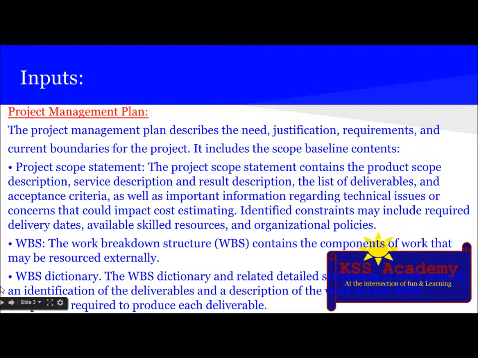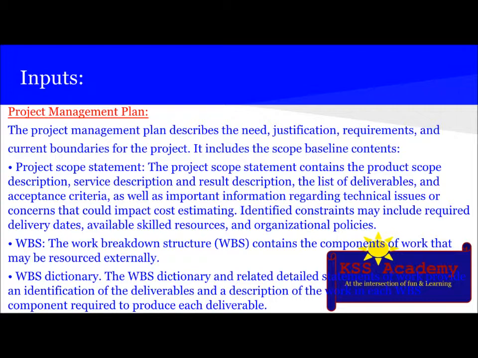So first input is the project management plan. The project management plan describes the need, justification, requirement, and current boundaries for the project. It includes scope baseline content, which is the project scope statement. The project scope statement contains product scope description, service description, and result description, the list of all deliverables and acceptance criteria, as well as important information regarding technical issues or concerns that could impact the cost estimating.